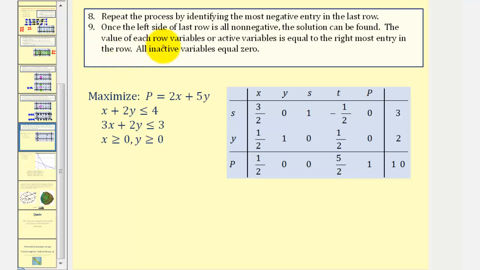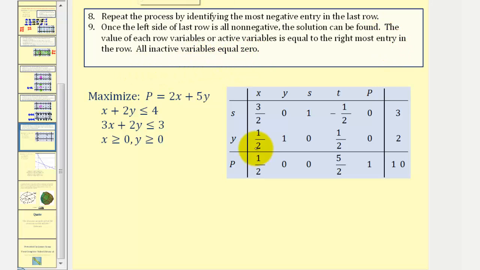Step 8 says repeat by identifying the most negative entry on the left in the last row, but there aren't any, they're all positive, which actually means we're done. Step 9, once the left side of the last row is all non-negative, the solution can be found. The value of each row variable or active variable is equal to the rightmost entry in the row. All inactive variables equal 0.